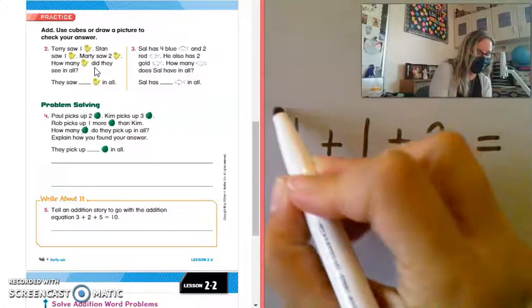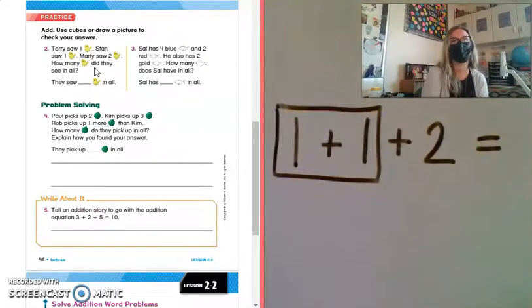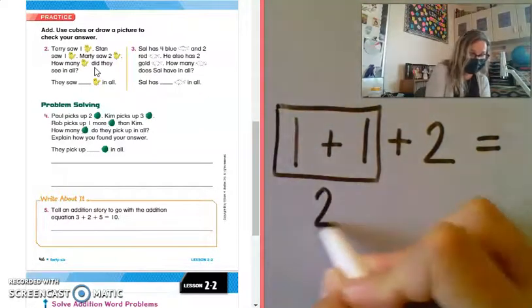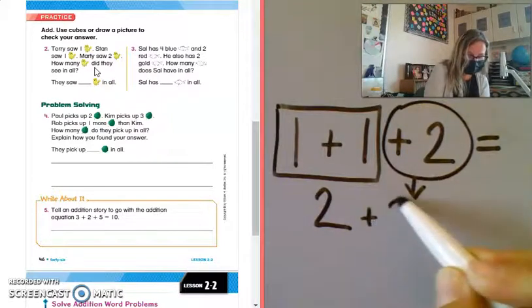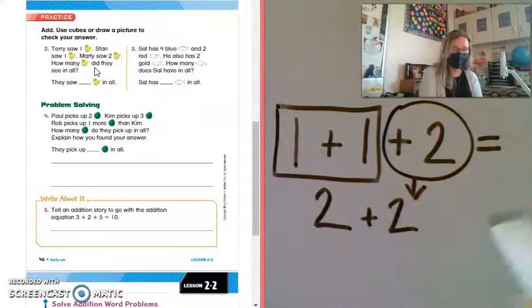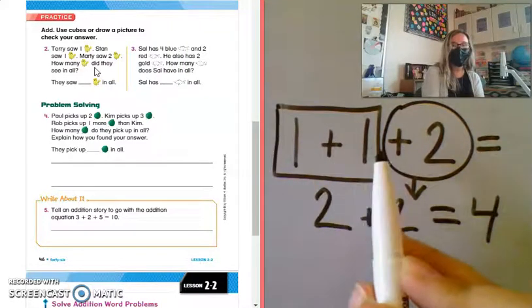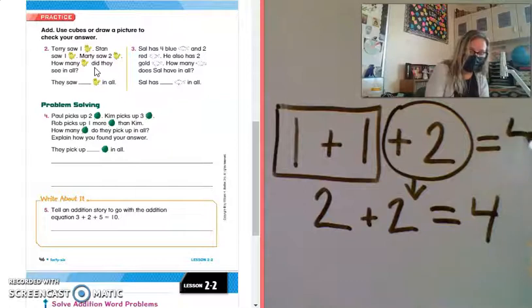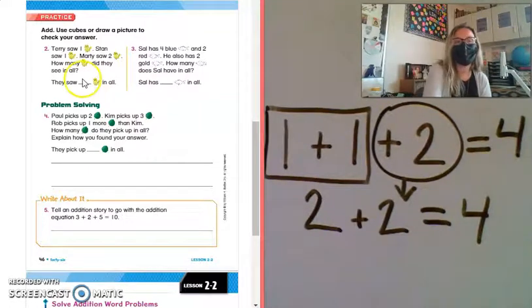Both of the 1s. So if I bring my 1s together first, Emily, what is 1 plus 1? 2. So now if I bring down this 2 plus 2, what is 2 plus 2, everyone? 4. So 1 birdie plus 1 birdie plus 2 birdies equals 4 birdies. So right here they saw 4 birdies in all.